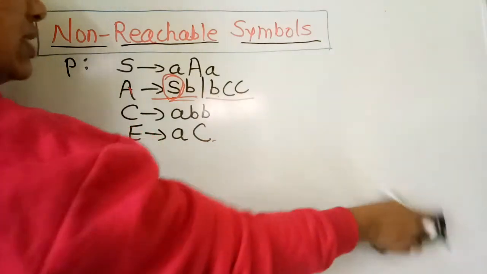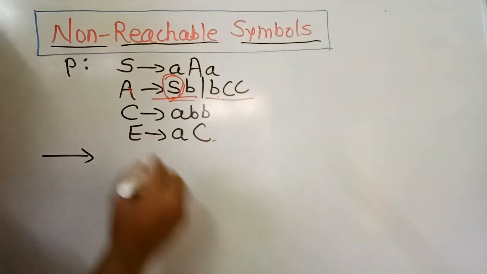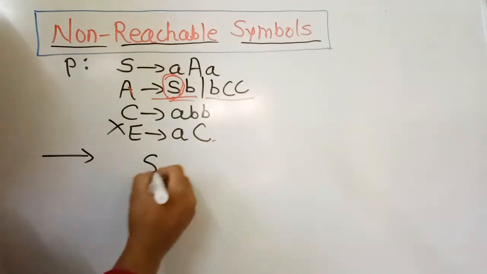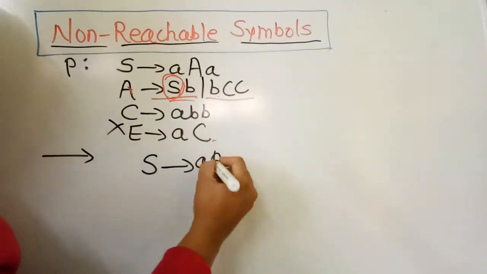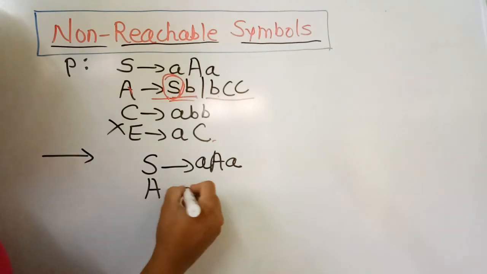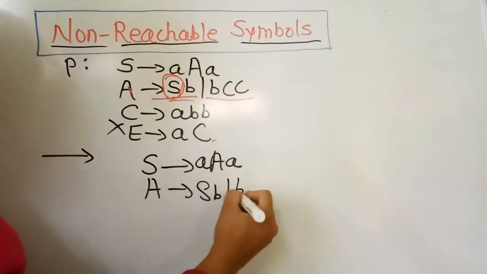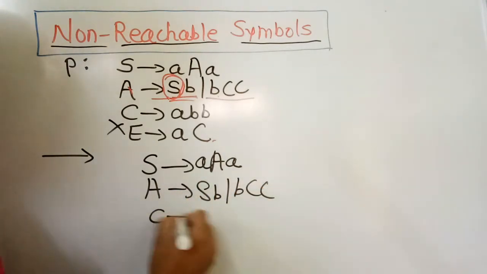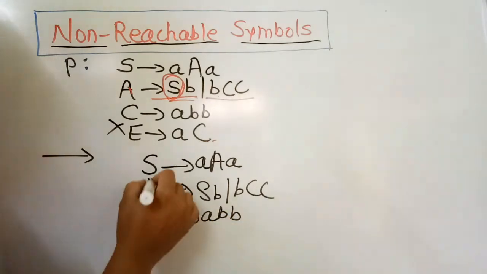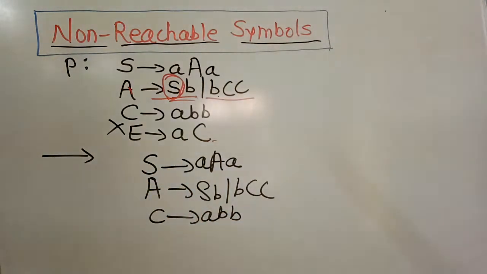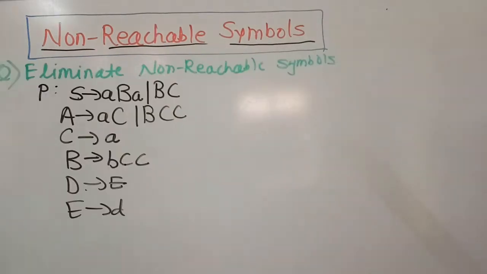How to discard it from our grammar? Simply delete this part from our grammar and write it again. That is S gives A, A gives SP or BCC, C gives ABB, and this is our final grammar after removing the non-reachable symbol. Now see, this is the grammar for which we have to find which are the non-reachable symbols that we have to delete from our grammar.